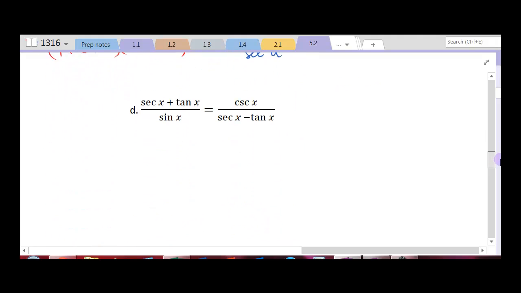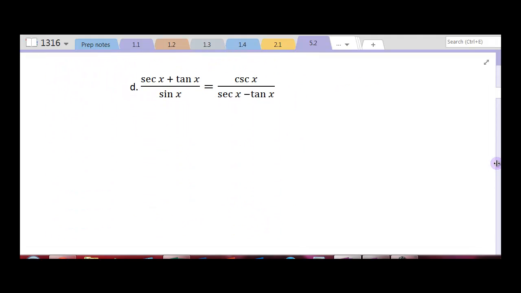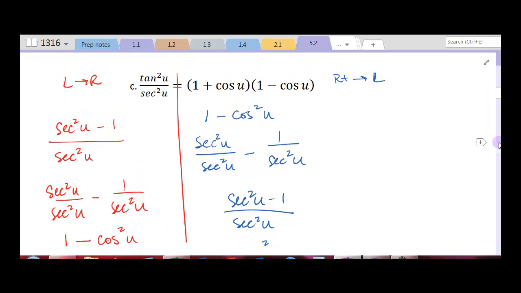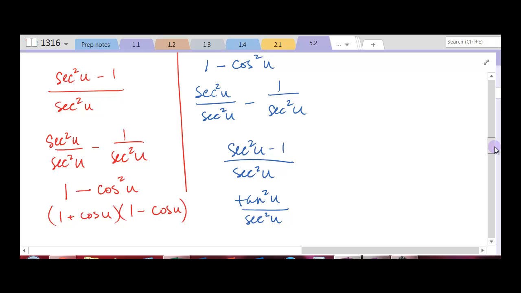All right, the last example we're going to look at is this right here. So again, I wanted to show you in the previous example that there's more than one way to approach a problem. I also wanted to show you that you can take a fraction and separate it out, or you can take two fractions and write it together. So those are some approaches that maybe you want to use.